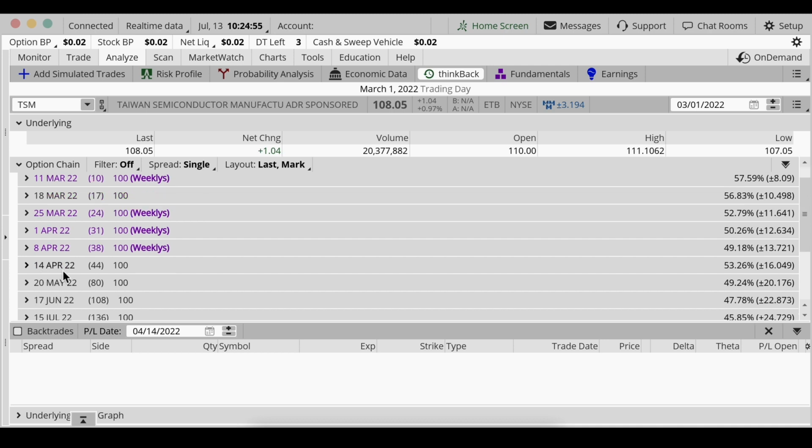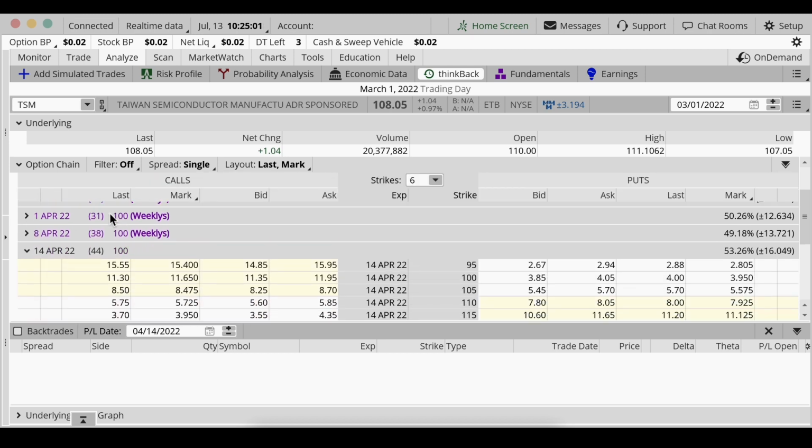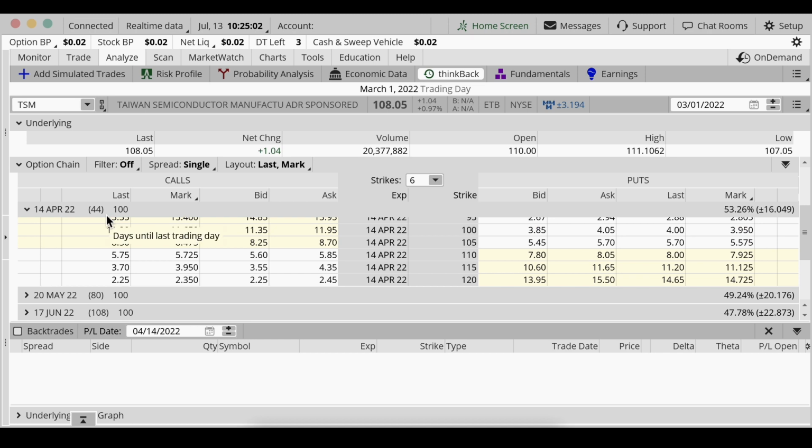I sold a call option that was the closest to 50 days to expiration. In this case, it's the 14 April expiration. And I sold the 120 strike price call option. So we see over here, this is the price of the call option on March the 1st.